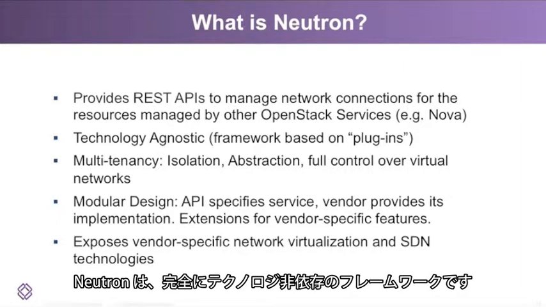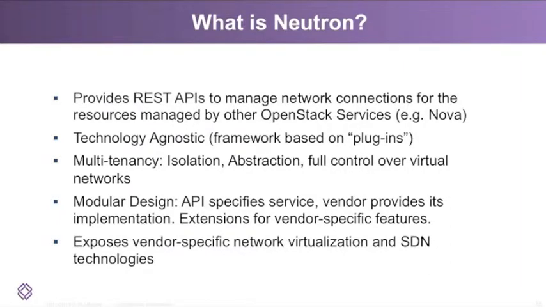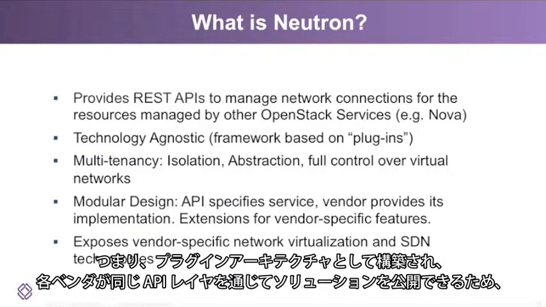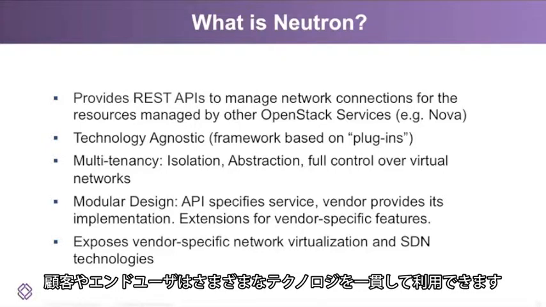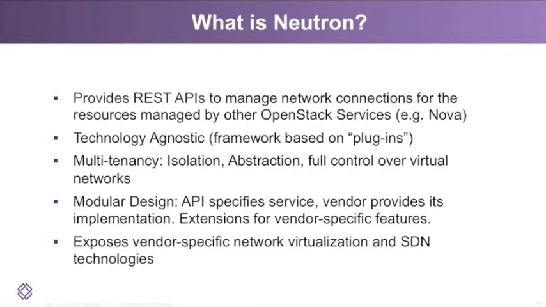Neutron is a fully technology-agnostic framework, meaning that it's built as a plugin architecture, where each and every vendor can expose its solution through the same consistent layer of API, enabling the customer, the end user, to consume different technologies consistently.